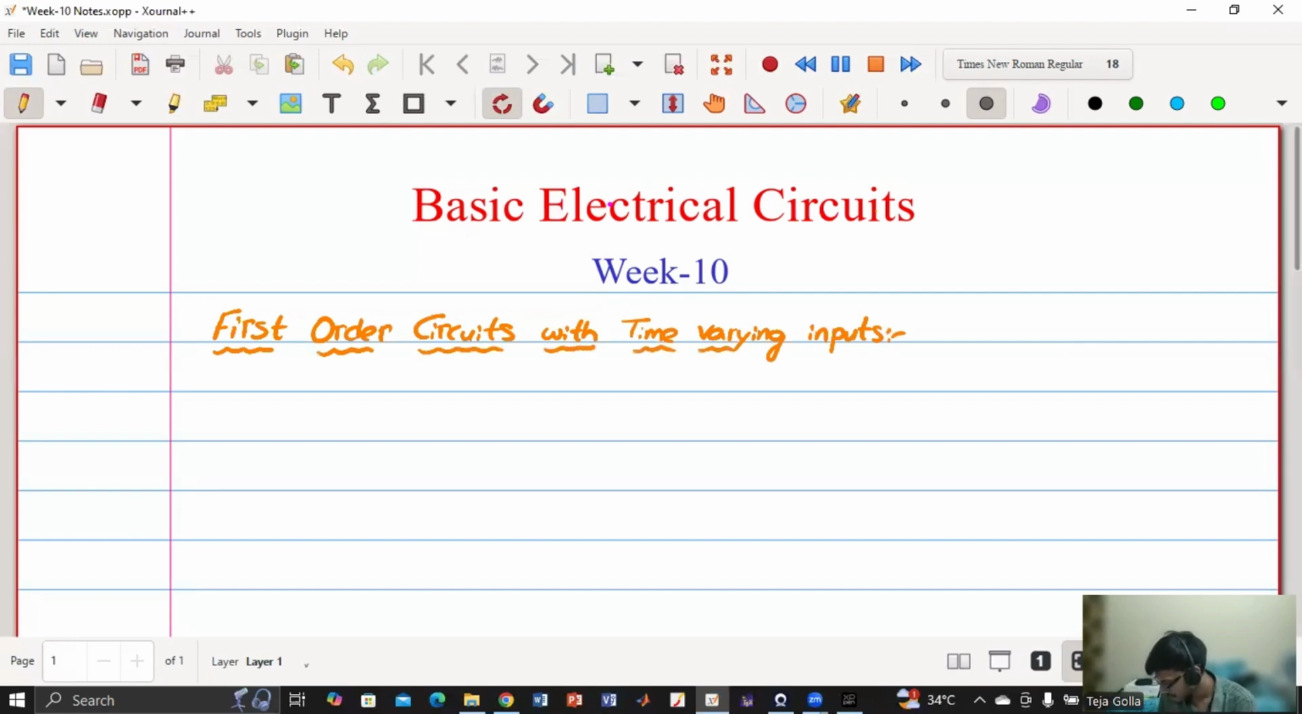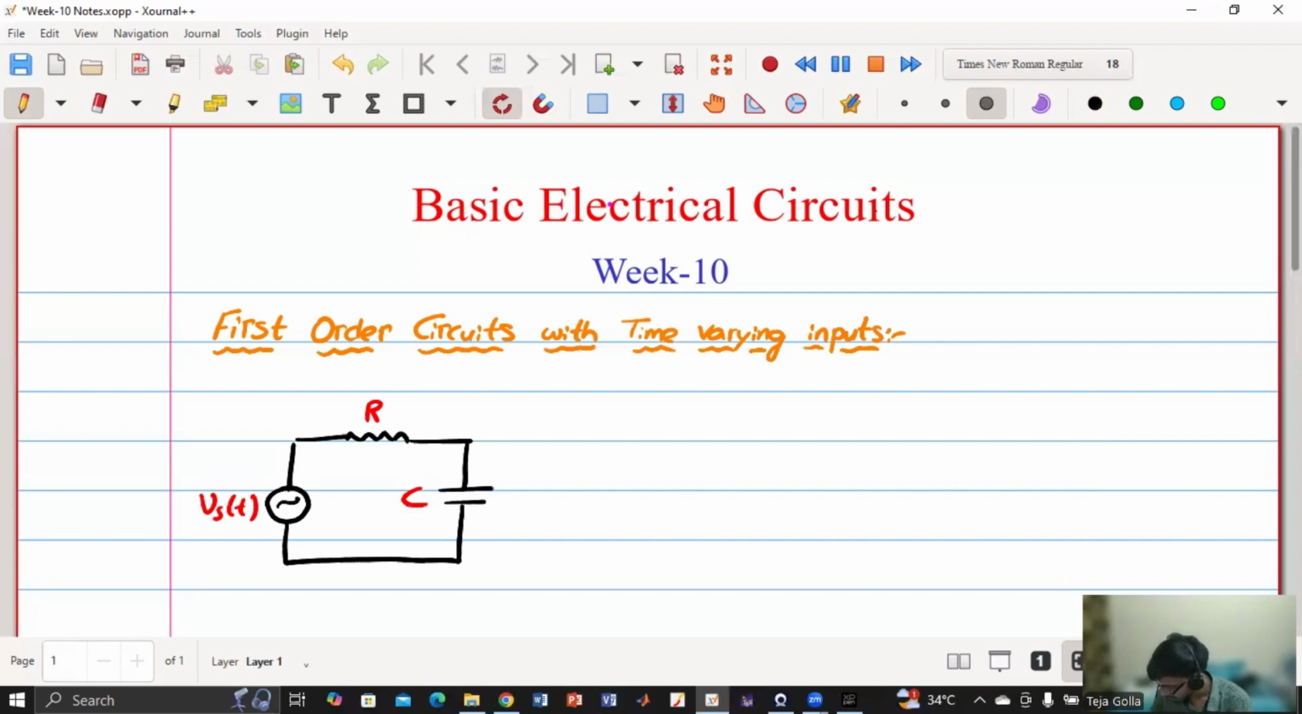So, instead of the DC input voltage which we considered in the previous week, we'll have some time varying input. For ease of understanding, I'm considering an RC circuit. The input is Vs of t, this is my resistor, this is my capacitor, and I'm interested in this capacitor voltage Vc of t.